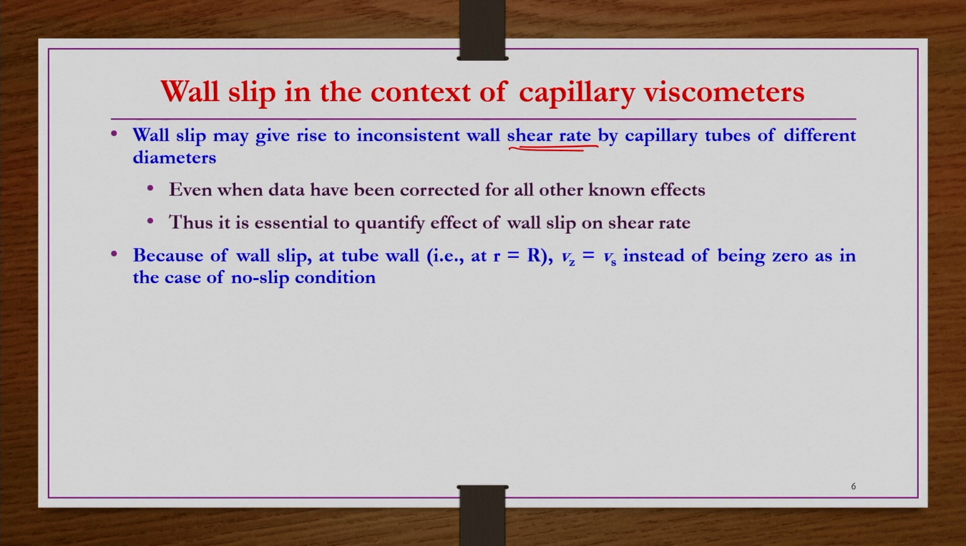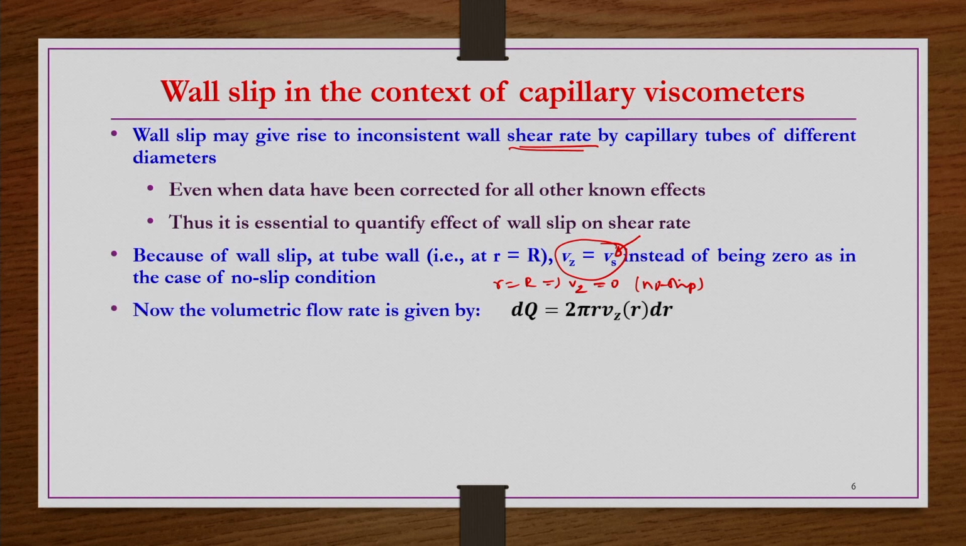Because of wall slip at the tube wall, now Vz is equal to Vs. In the case of no slip, we have taken Vz equal to 0, but there is a fluid slippage at the wall. So, now we cannot say Vz is 0 at r equals R, but it has a certain value Vs. What is this Vs? As of now, we do not know, but we will find it. There is a reliable method that we can go through and make corrections for this Vs as well.